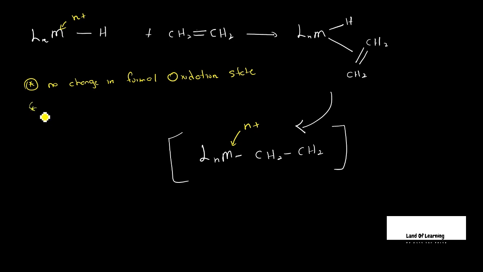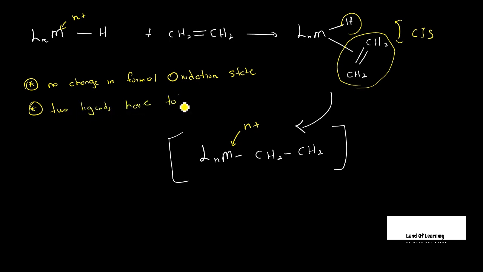And the second thing is, when this insertion happens, the 2 ligands undergoing the insertion have to be cis to each other. If they are not cis, then our complex should have the ability to reorient into cis form.